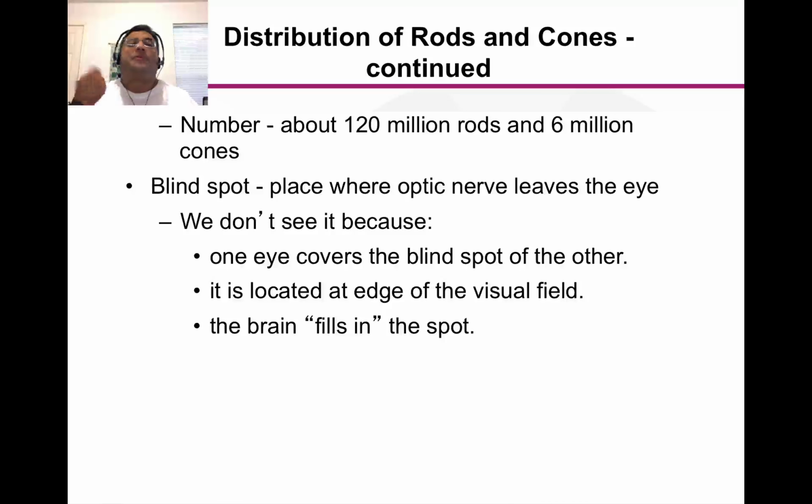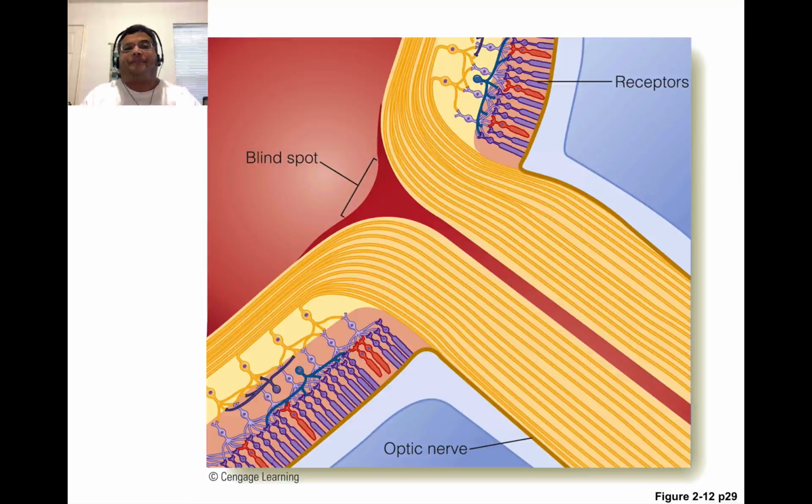And we don't perceive it usually because the eyes work together with the brain to fill in that information. So our eyes are working together to move around, and our brain is working to fill in that spot so that normally we are not aware of the blind spot.